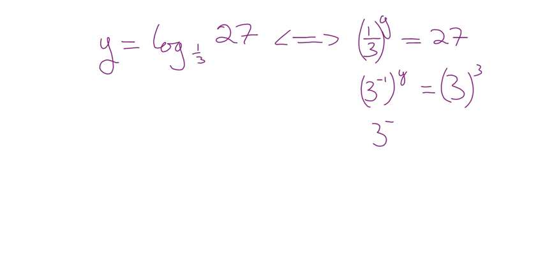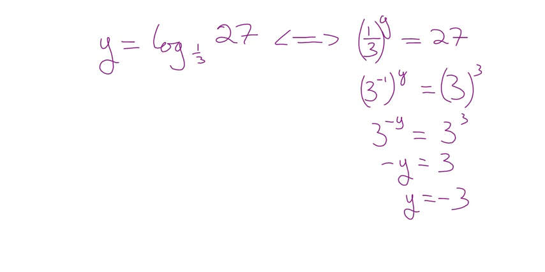So we get 3 to the negative y is equal to 3 to the 3. So what can we say? So we could say that these two things are equal, right? So that negative y must equal 3. So what must y equal? y equals negative 3. Okay.